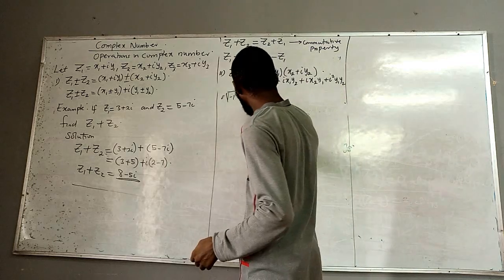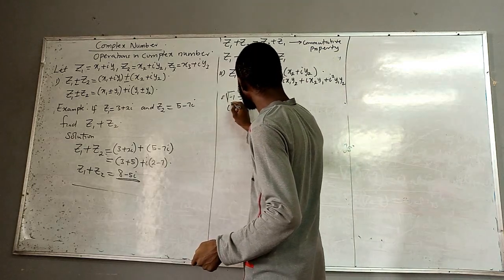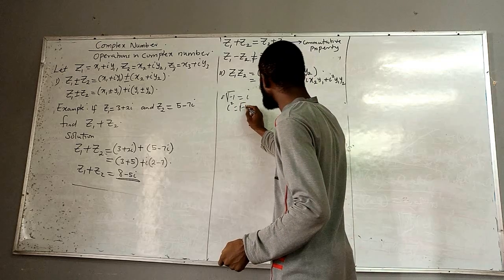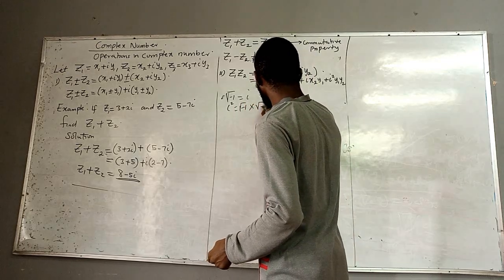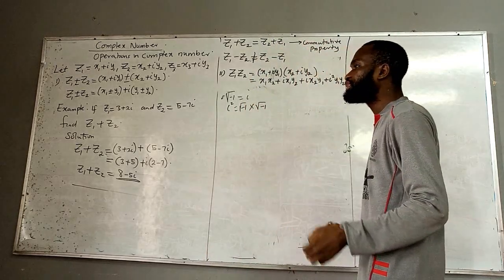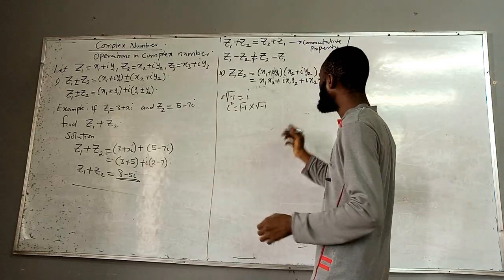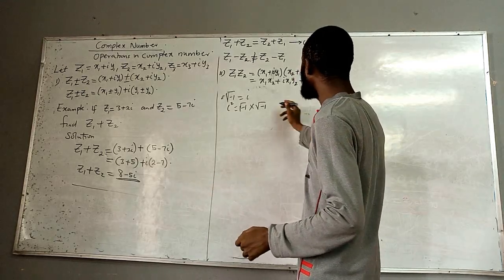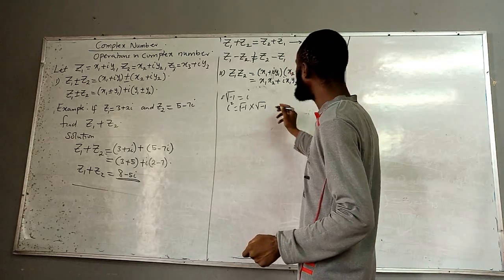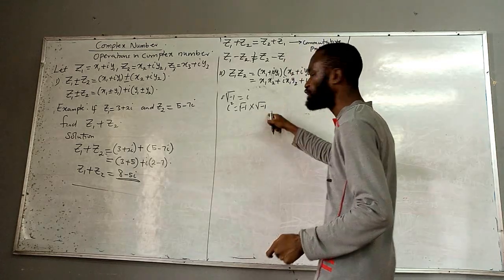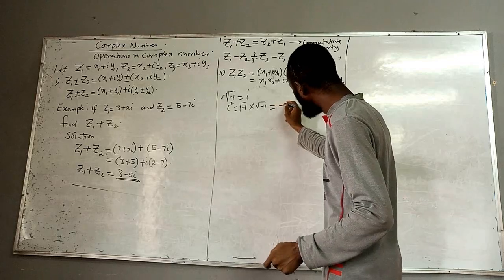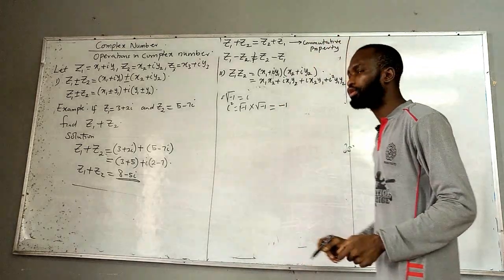Then, if I now have i squared, what does it mean? i squared means the square root of minus 1 times the square root of minus 1. Whenever you are multiplying square roots of two things that are the same, that have the same radical, then the answer will be the radicand. That is, the square root of minus 1 times the square root of minus 1 will give me minus 1. Just take note of that.